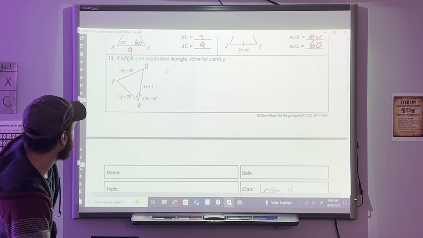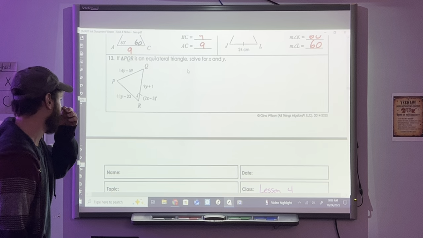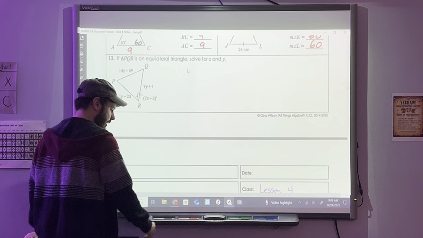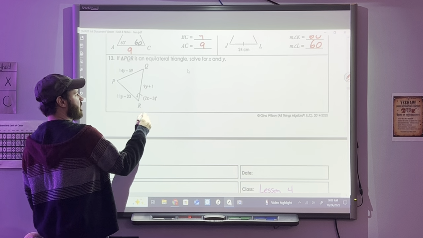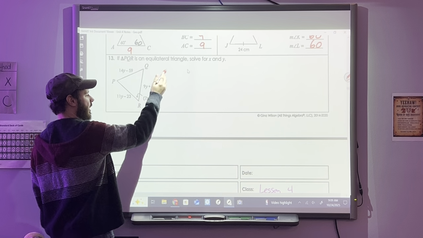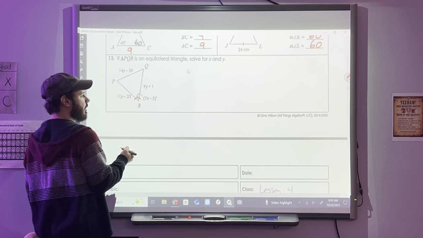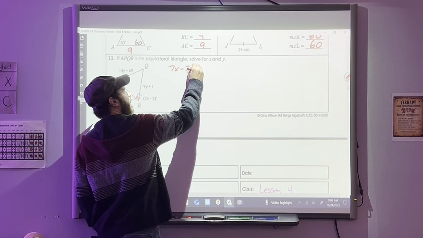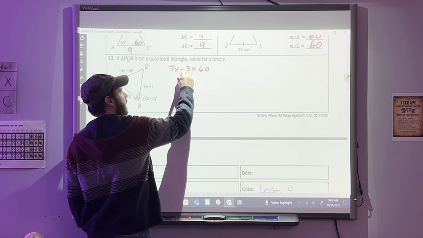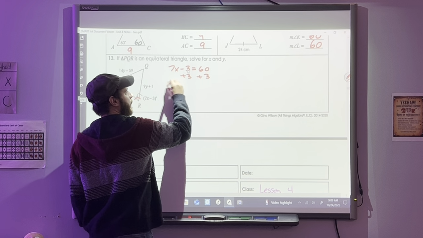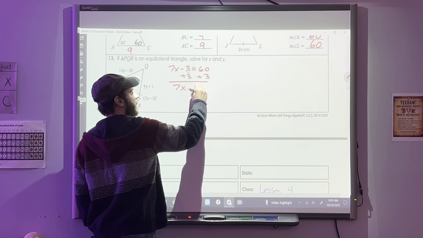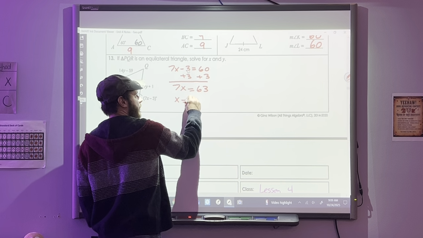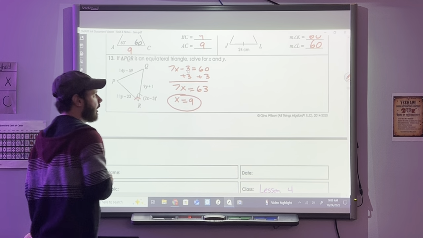Last one. It's equilateral, which also means it's equiangular. We've got a lot of stuff happening here. Maybe it's spooky, maybe it's not. I know every corner is worth 60, because that's a fact of these triangles. So this corner here is going to equal 60. 7x minus 3 equals 60. Add the 3. 7x equals 63. I believe that is 9. X equals 9. Excellent. Okay, one done.